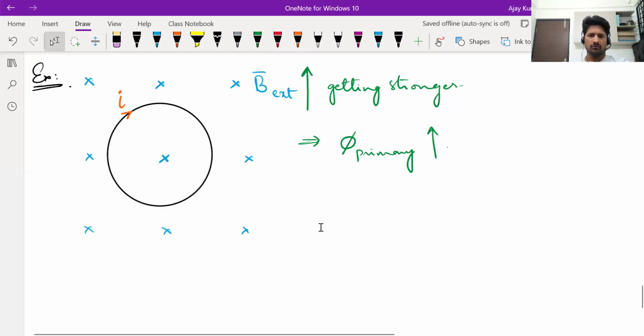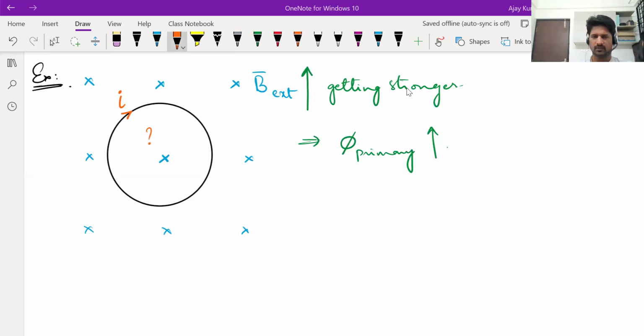If current flows clockwise in this loop, what is the direction of its own magnetic field at points inside the loop? Into the screen. Others, do you agree with it or not? If current is flowing clockwise, Manasa, what do you say? What is the direction of magnetic field produced by this loop here?